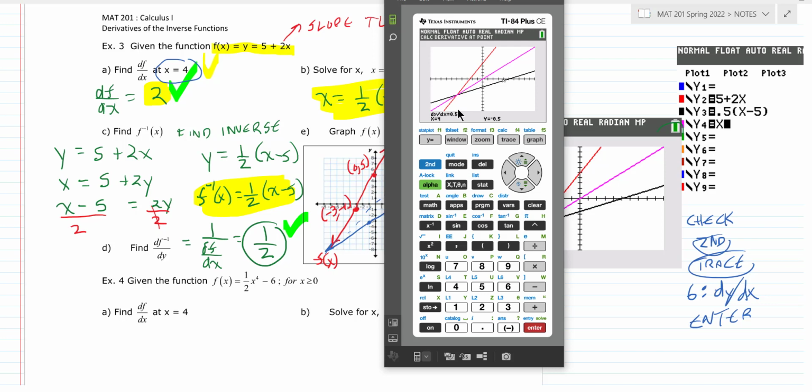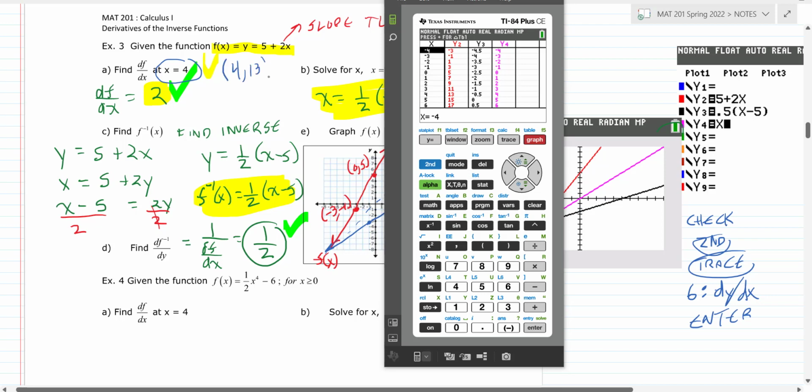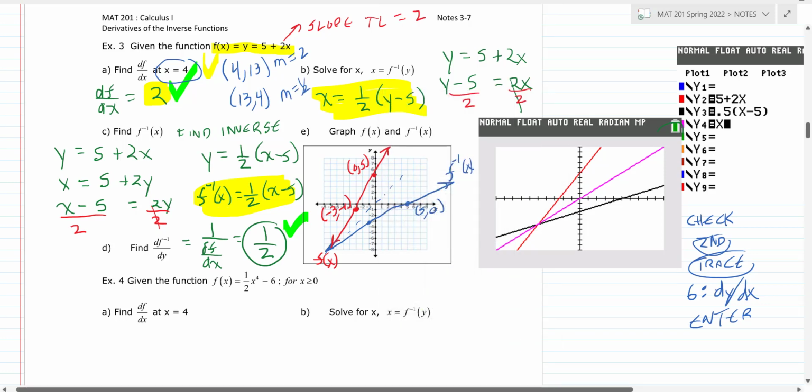Okay, so when you're doing a linear function, it's pretty easy to see. If I go back to my table of values, I have the point (4, 13), and on the inverse you're going to have (13, 4). On this, the slope is going to be 2, and the slope on the inverse is 1/2. That's the way it works on a linear function.